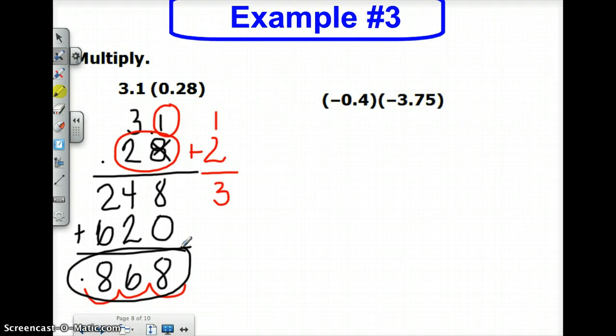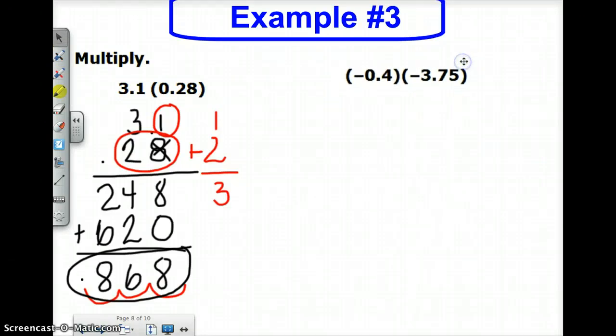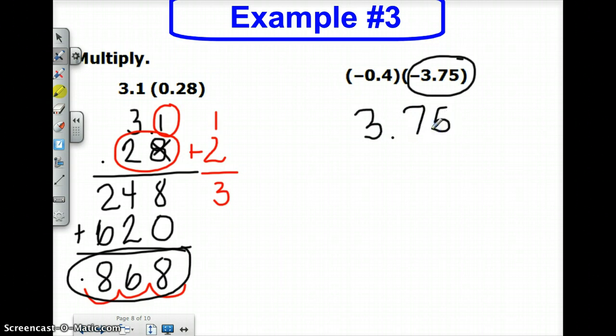Looking at our next example, again, before we start, let's look and determine if our answer is going to be positive or negative. We have a negative times a negative, which will make a positive. Let's go ahead and set up our multiplication problem. Because we have more digits in -3.75, I'm going to start with that as my first number. Remember, commutative property. You can multiply these numbers in any order. And now I'm going to multiply by 4/10.